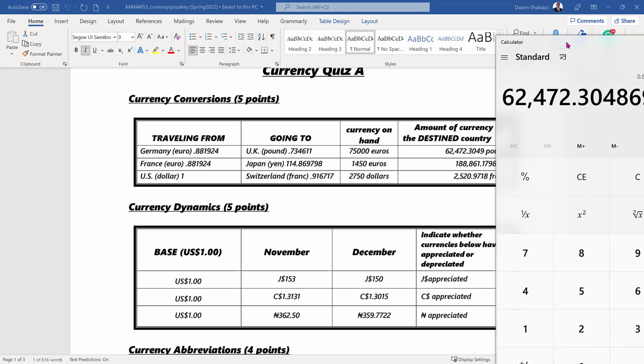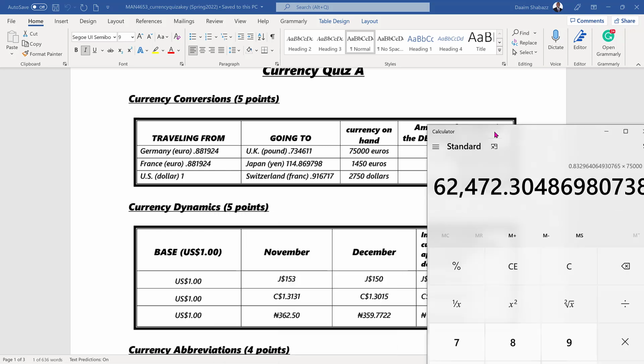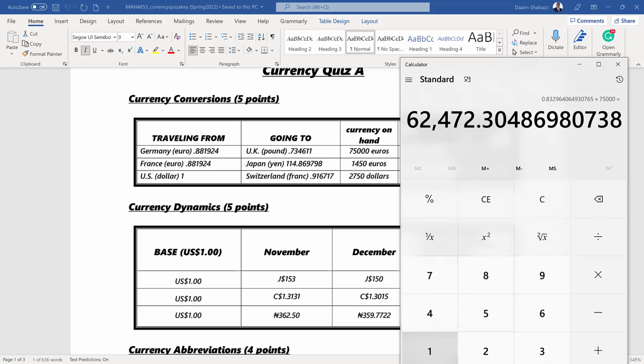So what we have here in the answer is 62,472.30486. But you round up to 4 decimal places, this becomes a 9. So 75,000 euros are equal to 62,472.3049 pounds. So that's the answer to the first one. All the other ones are the same.